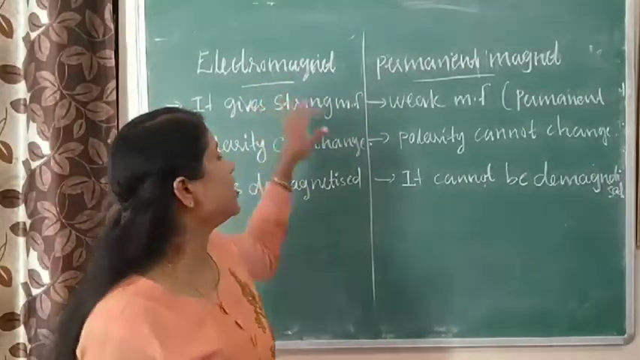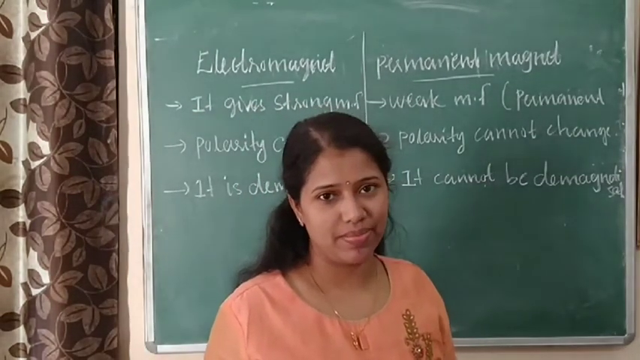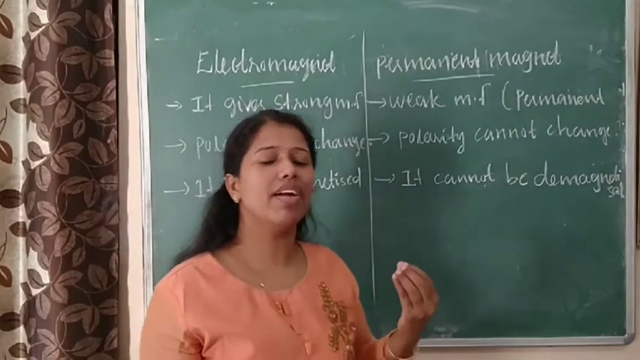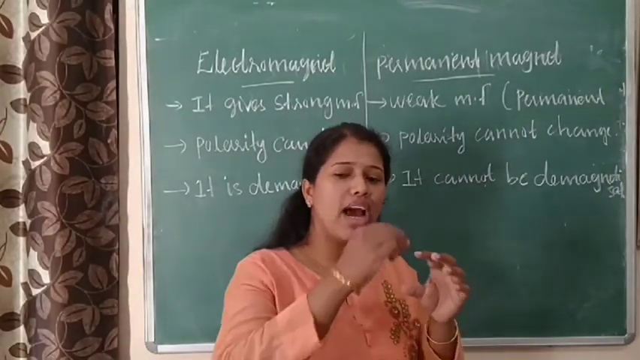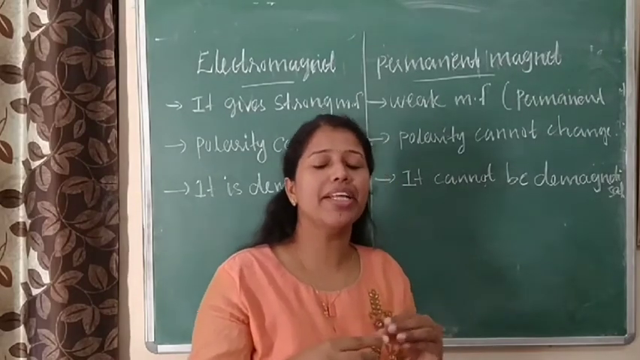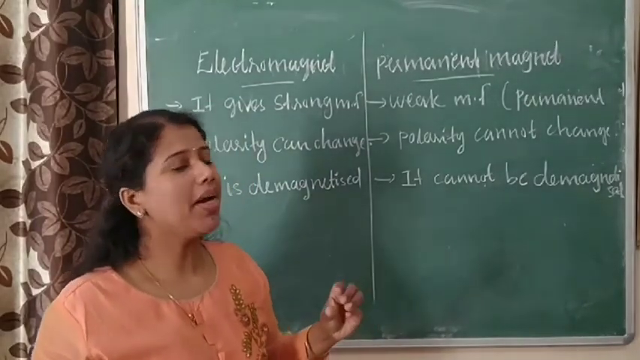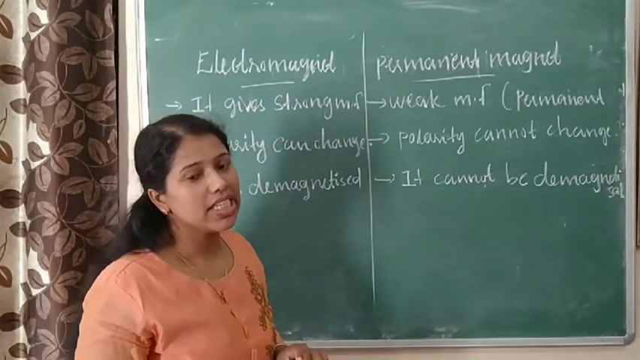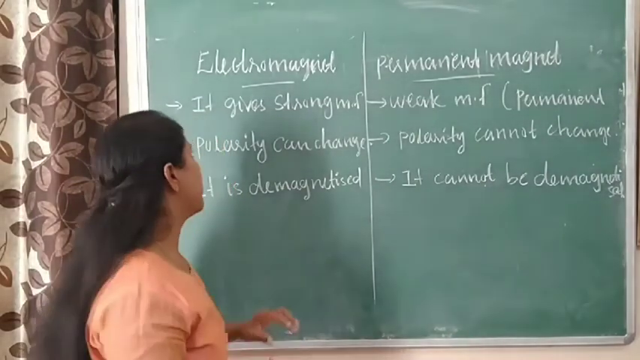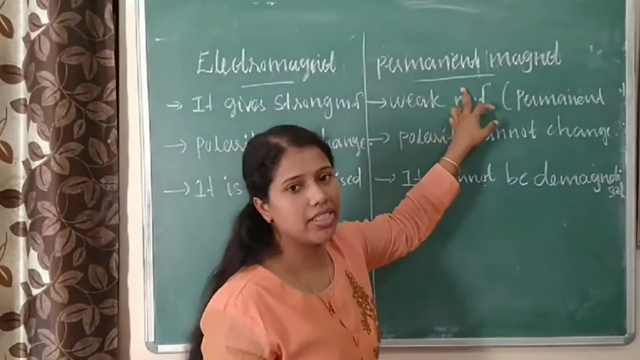What are the differences between an electromagnet and a permanent magnet? Electromagnet, I already told. If you take one iron bar, wrap it with copper coil, and connect it with a battery and key, current passes through that iron bar. Then what happens? This is an electromagnet.